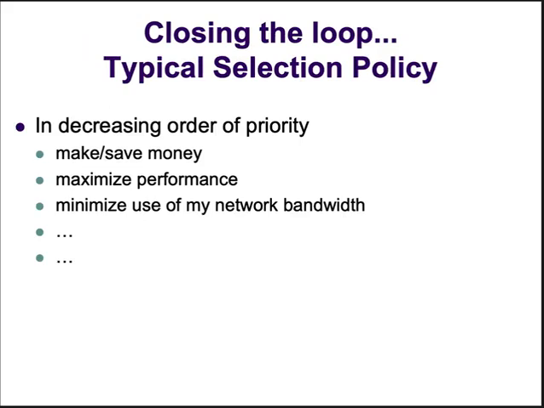Great question. Okay, so closing the loop: in our last lecture, we talked about the typical selection policy. When you receive an advertisement, how do you select which path you want to use? We said that the policies tend to be: you want to make or save money. If they're equal in terms of making or saving money, you want to maximize performance, which means take the shortest path. And then you want to minimize use of your network bandwidth, so you want to save network bandwidth to the extent that you can.